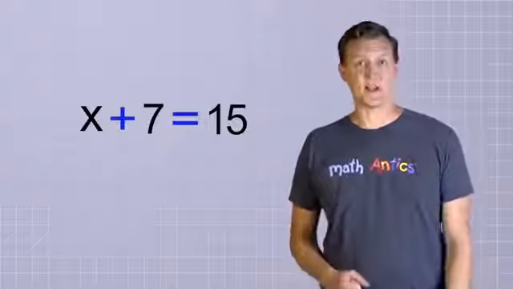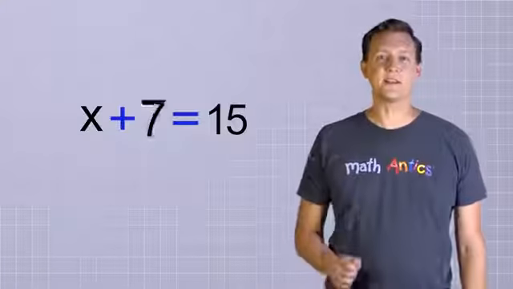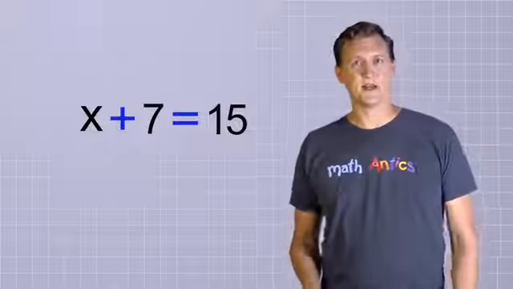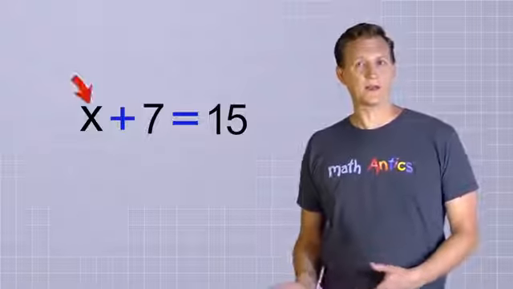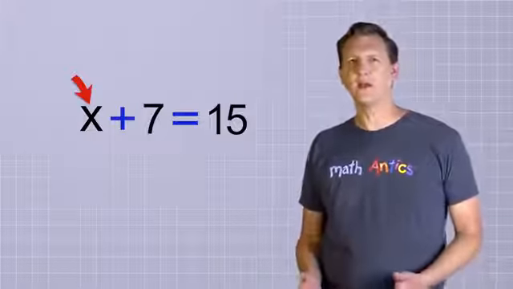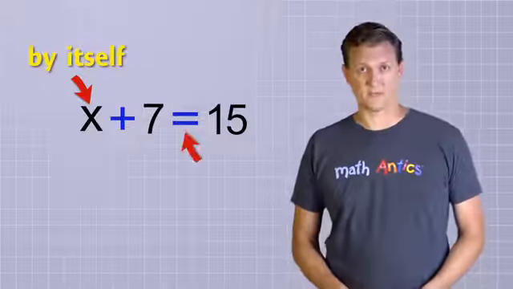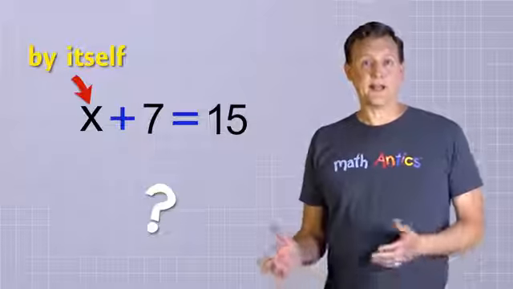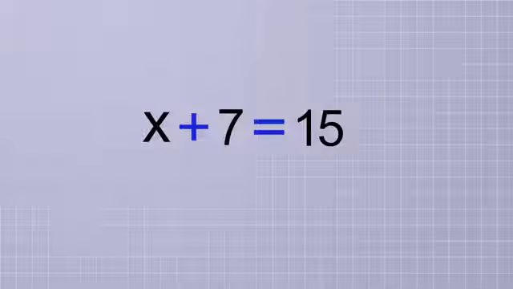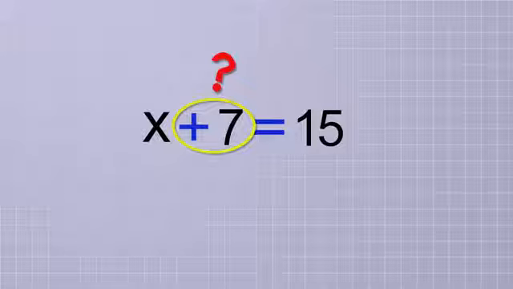And here's our first example. X plus 7 equals 15. To solve for the unknown value x, we need to rearrange the equation so that the x is all by itself on one side of the equal sign. But what can we do to get x all by itself? Well, right now, x is not by itself because 7 is being added to it. Is there a way for us to get rid of that 7?